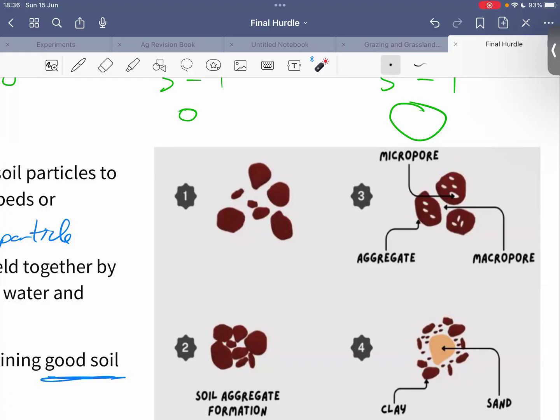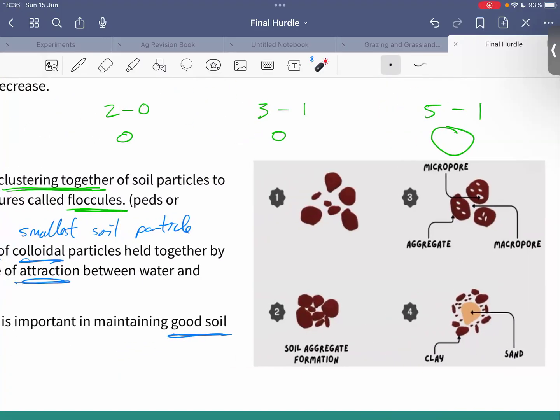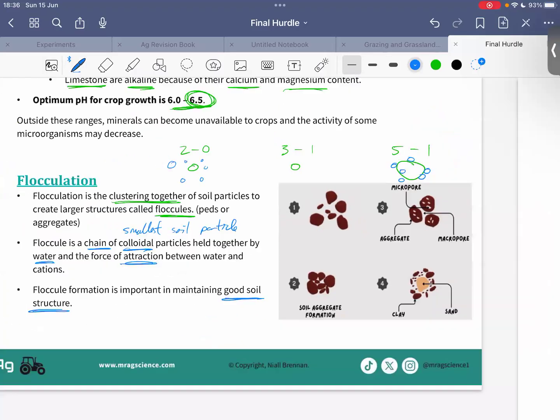What is an aggregate? An aggregate is basically where these single soil particles cluster together and form larger particles. Just like what I have drawn up here, and maybe I might do a better job at drawing it. If we had more small particles scattered around the place, we could say that we have larger particles built up here. So a floccule, a ped, or an aggregate is all the same term.